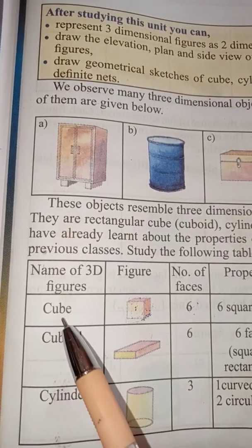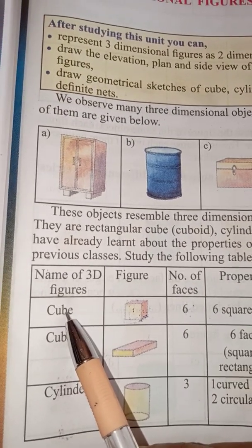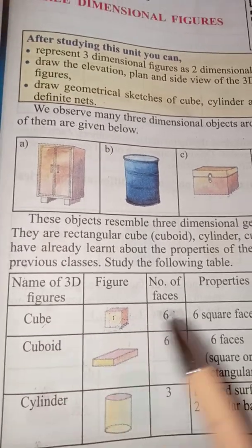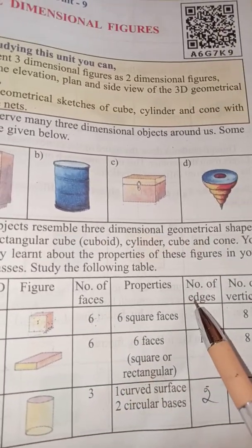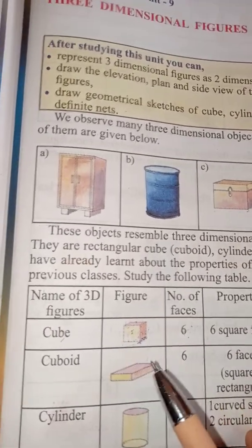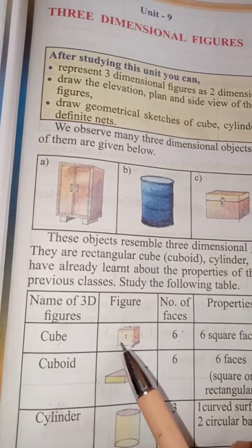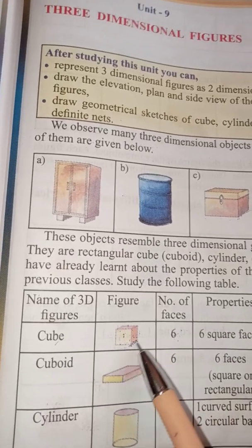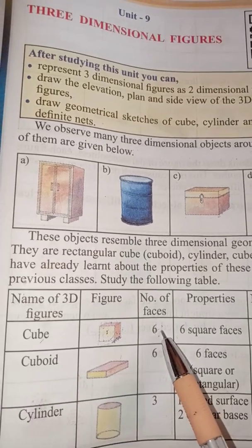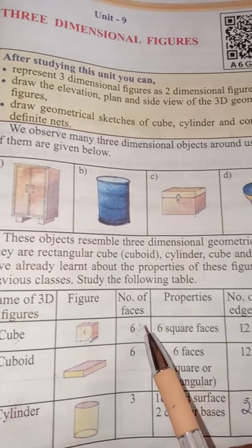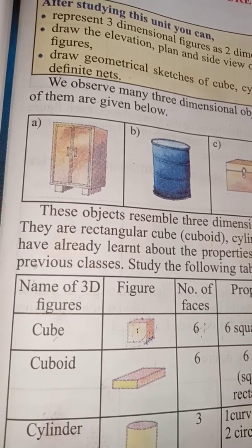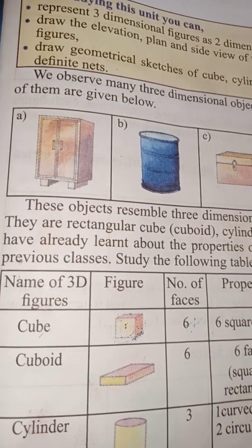The first 3D figure is the cube. In a cube, length, width and height are equal. Let us look at its number of faces, edges and vertices. The flat areas of a solid shape are called faces. The number of faces is 6. The cube is an example for a dice and an ice cube.